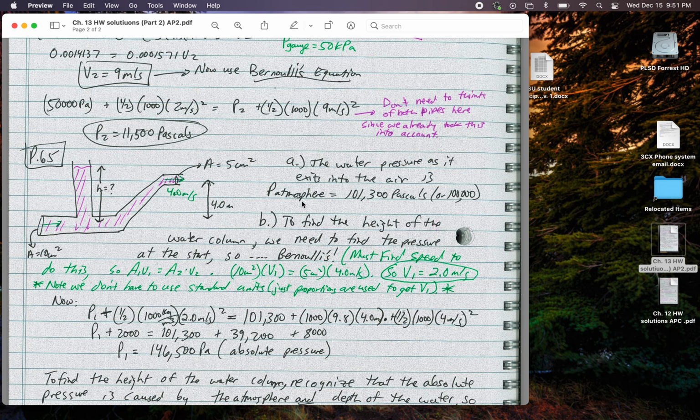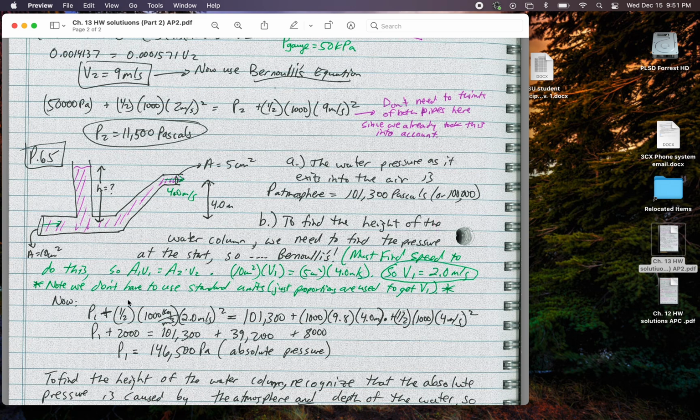So the water pressure that exits to the air is the atmospheric pressure. So that's easy for the pressure at this point. To find the height of the water column, we need to know the pressure at the start. So that's right here. Now we're going to use Bernoulli's, but to use Bernoulli's, we've got to find the speed. So it's A1 times V1 equals A2 times V2. I know that area. I'm trying to find that velocity. I know that area. I've got that velocity. So I find that the velocity here is 2 meters per second. So it's half as fast because the area is twice as much. And again, I don't have to use standard units to figure that out since we're just thinking proportions.